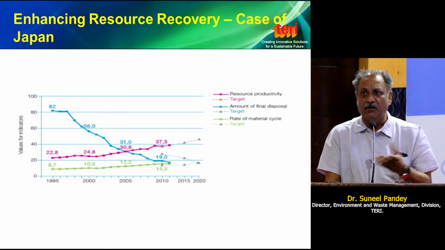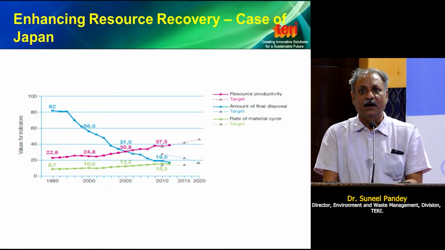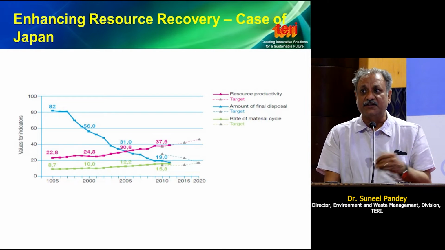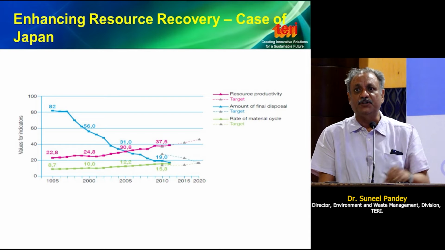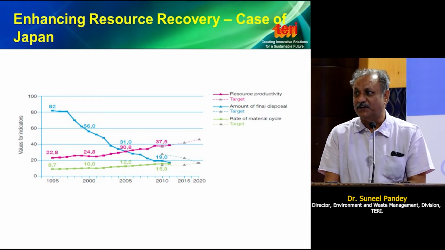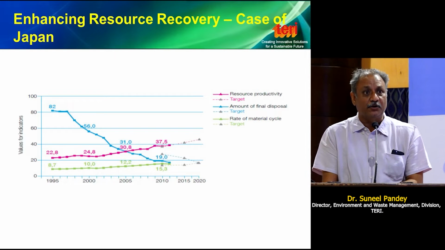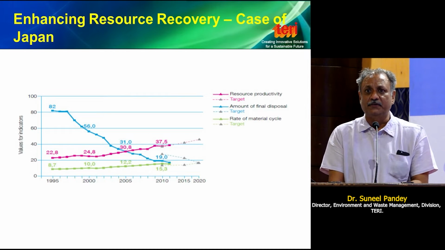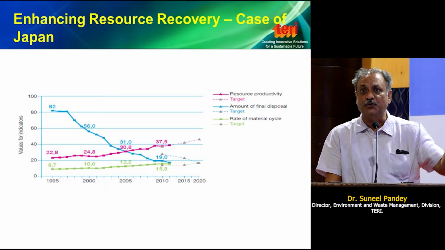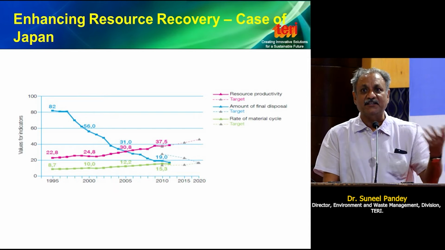This is one example. We often say that our population is increasing, so the waste is increasing, and urbanization is happening, so the waste is increasing. But there are countries which have shown that it is possible to grow, not in population terms, of course, that's something which we need to address, but economically, it is possible to grow and also to reduce your waste and increase recycling while growing economically by maximizing resource recovery.